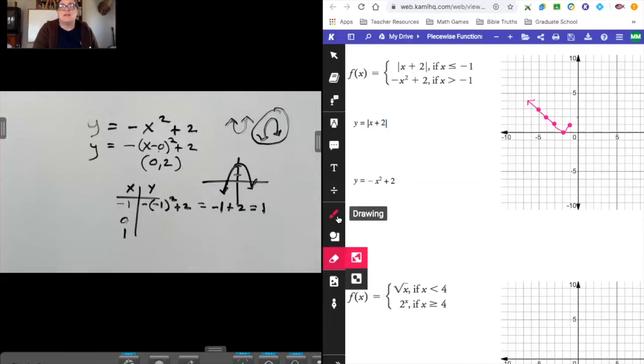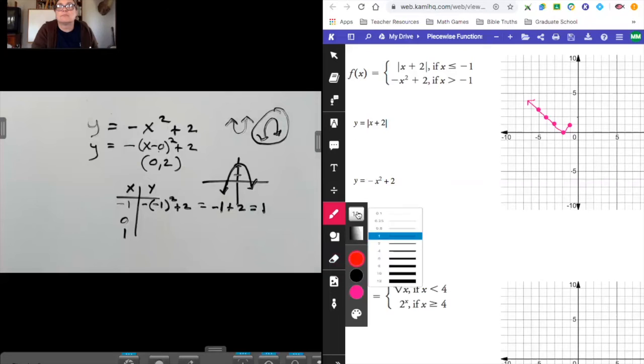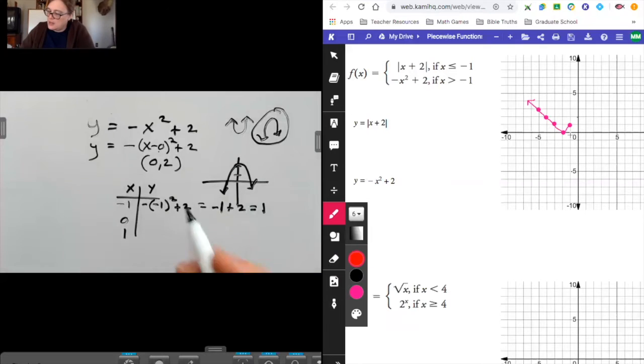When x is -1, y is 1. And it's going to be an open circle here. We already have the colored in circle, so we'll be starting there. Let's move on. We already know that 0 is 2. When x is 0, y is 2. That's the center, the vertex, 0, 2.